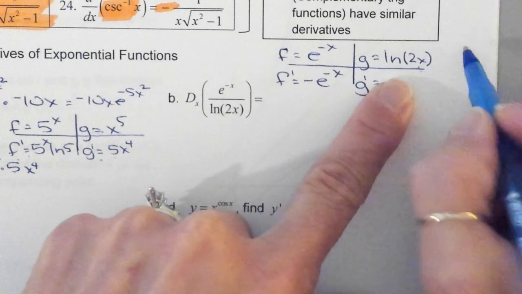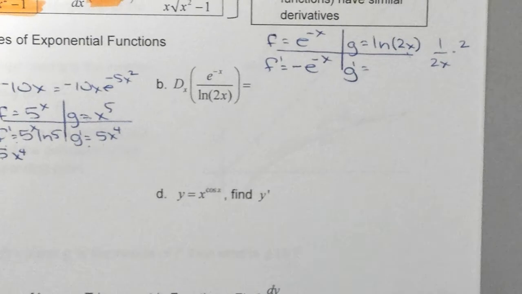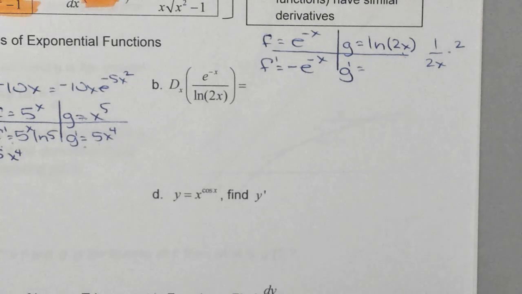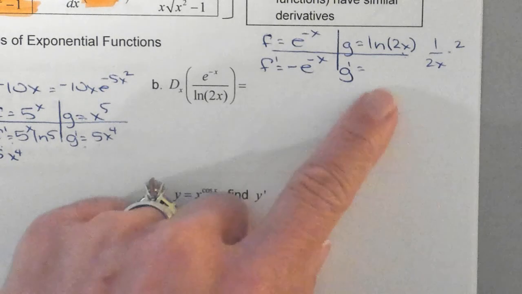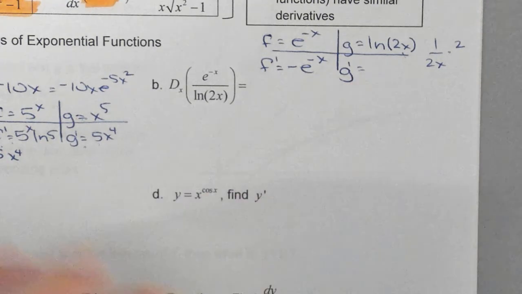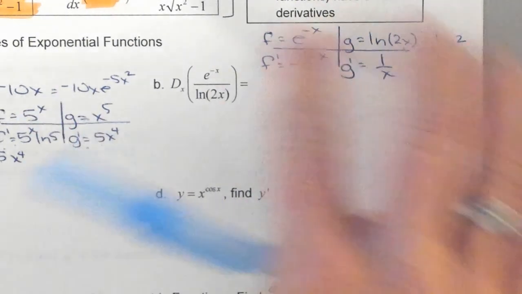So this derivative right here is 1 over 2x times 2. Is that true? Right, so it would be 2 over 2x, which would be 1 over x. So can I write this as 1 over x? Yes. Okay. So now I'm all set up.